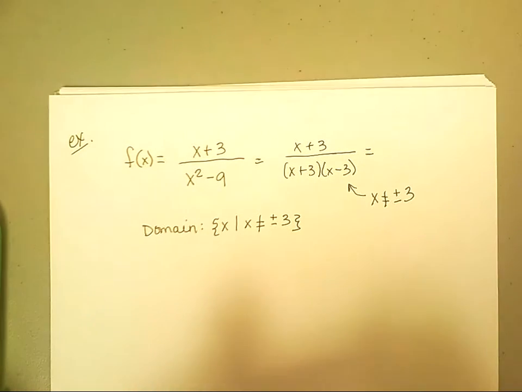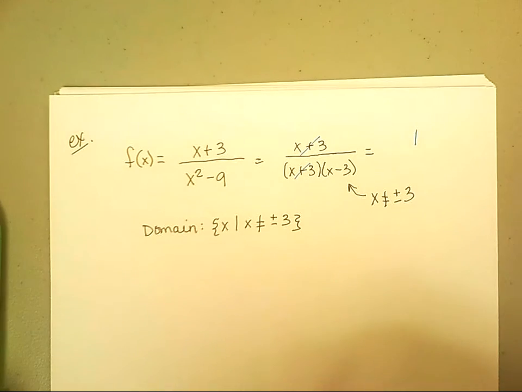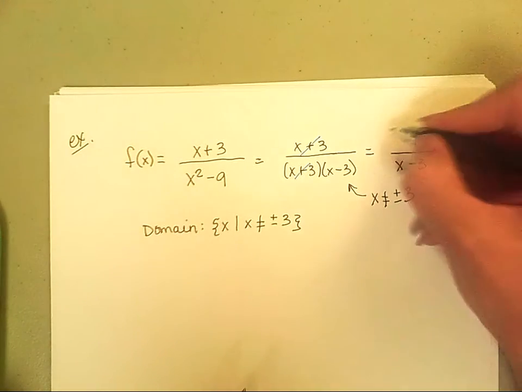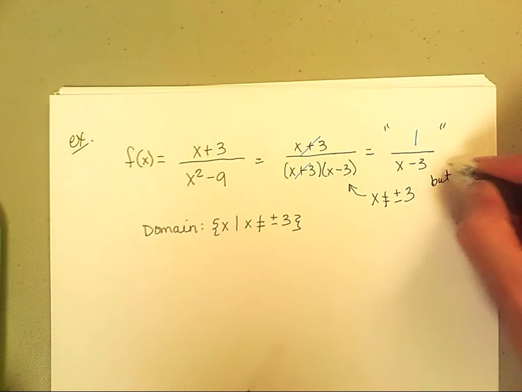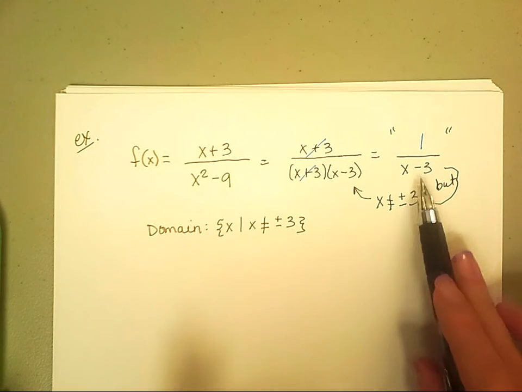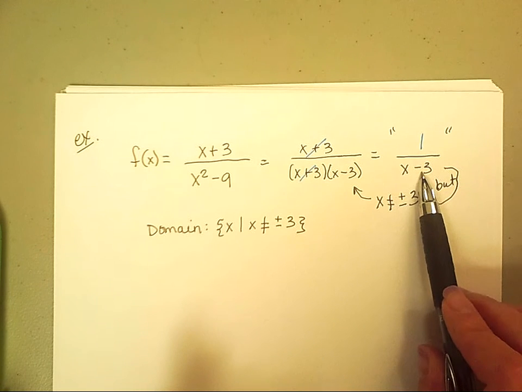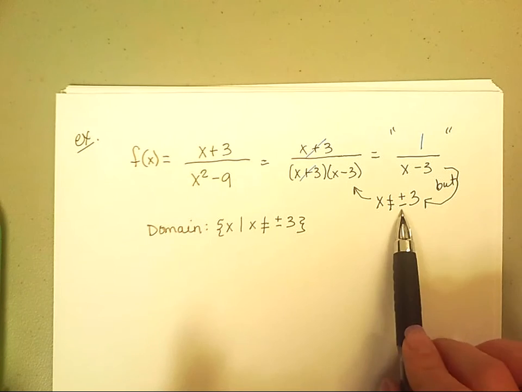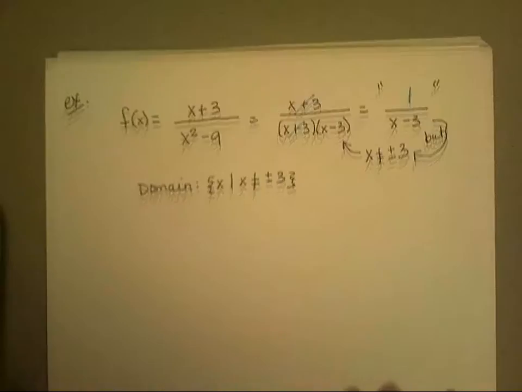Now, it is true, though, that this function is not written in lowest terms. This x plus 3 will cancel here. And this acts like the function 1 over x minus 3. But we still have this domain restriction. We're going to talk about this in just a little bit. So even though this reduced function does not have a problem when x equals negative 3, the original function we're talking about does. So always work with the original when you're determining domain.